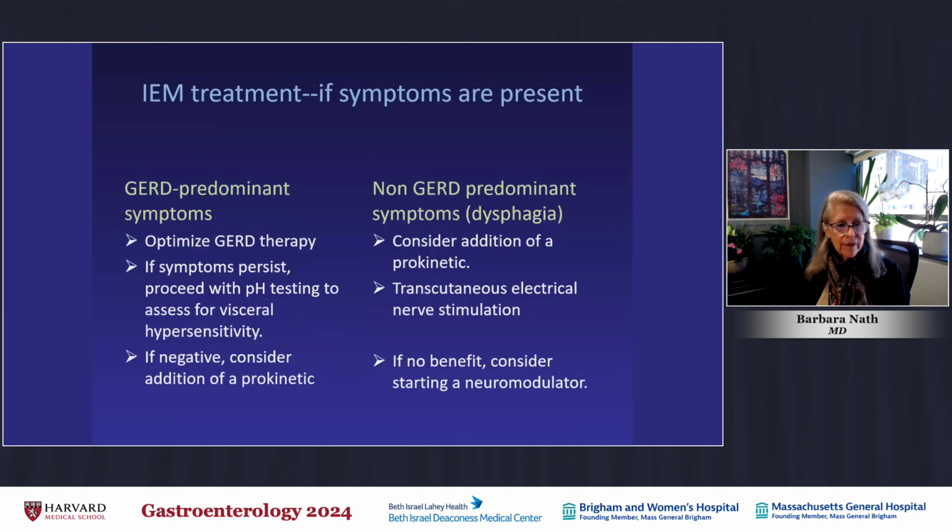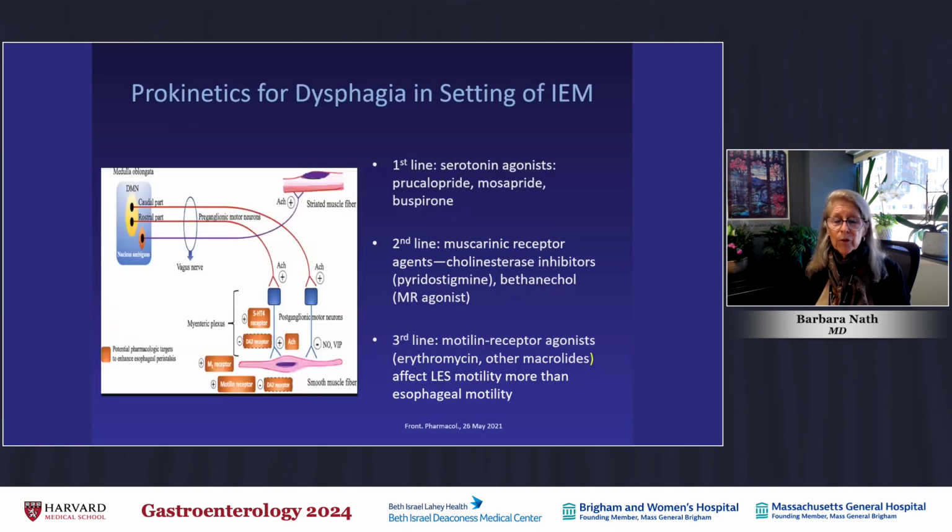The treatment is to treat the GERD. And then if it doesn't work, consider a prokinetic, although the choices are very limited. And same thing for dysphagia, prokinetic. And if no benefit, then consider a neuromodulator. Prokinetics for dysphagia, as I said, are limited.